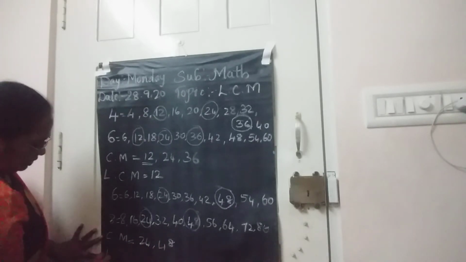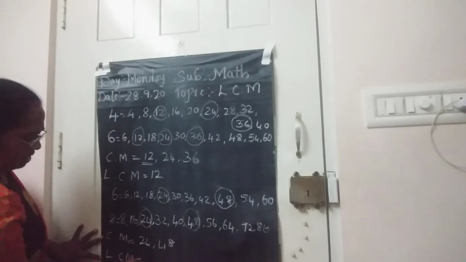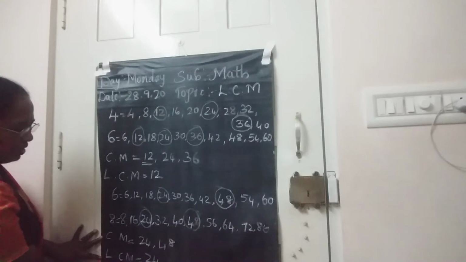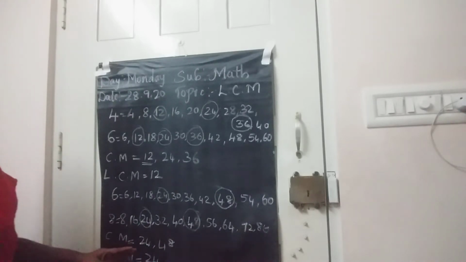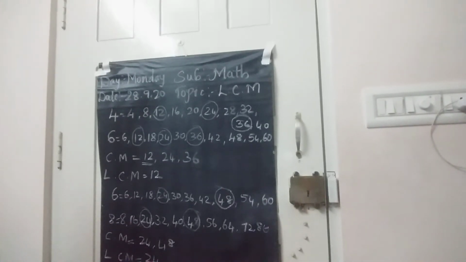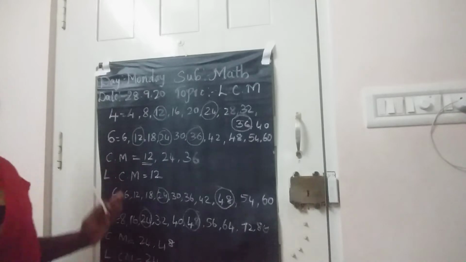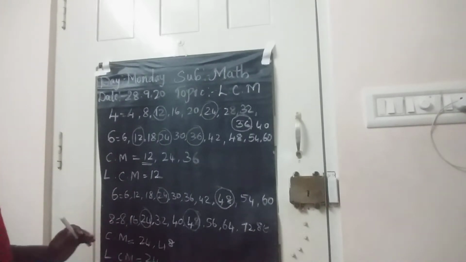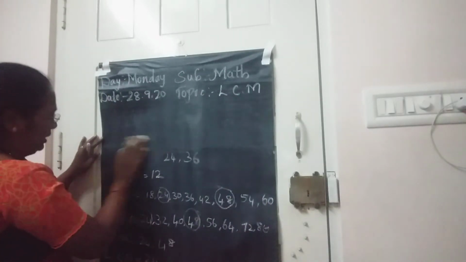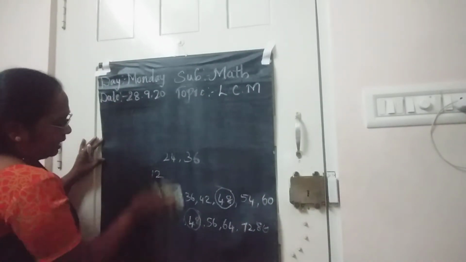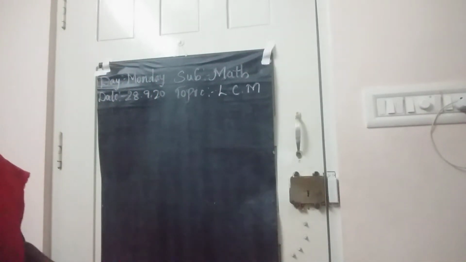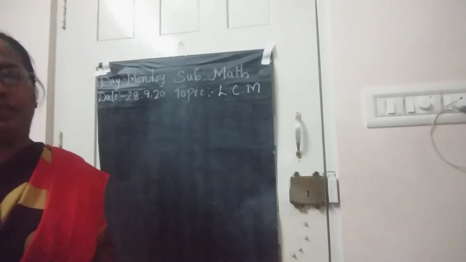So what is the least common multiple? The least one within 24 and 48 is 24. Yes, children. Understood? Now, this is the listing method. I have listed out the multiples. Now I will show you the division method, how to do it. Please concentrate, children, on how to do the division method.